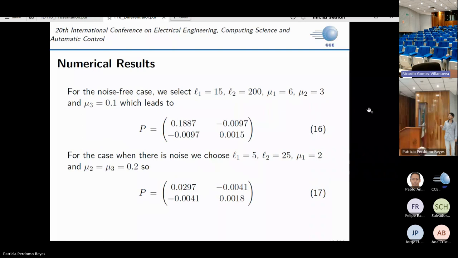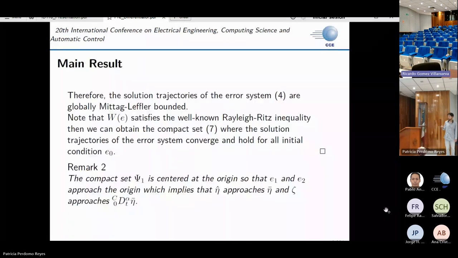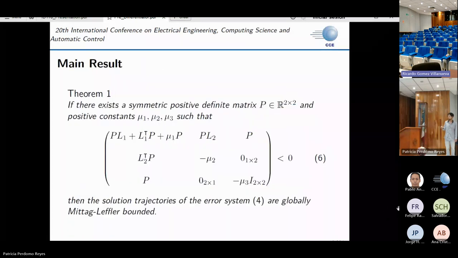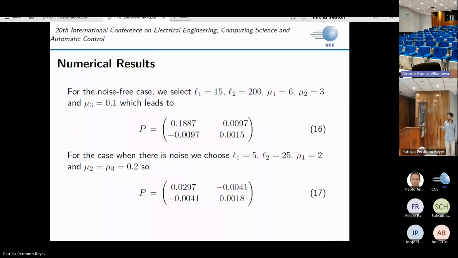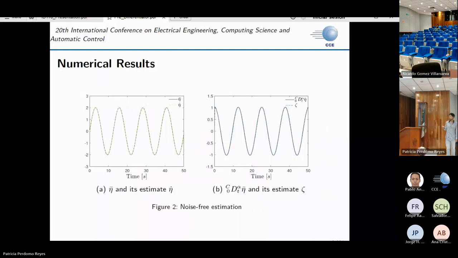For the noise-free case, we select L1 with this value, L2 with this value, and mu1, mu2, and mu3 with these values, which yields this P. This matrix is the solution of the LMI for these elements. For the noisy case, we take these constants and take the solution for the same elements.